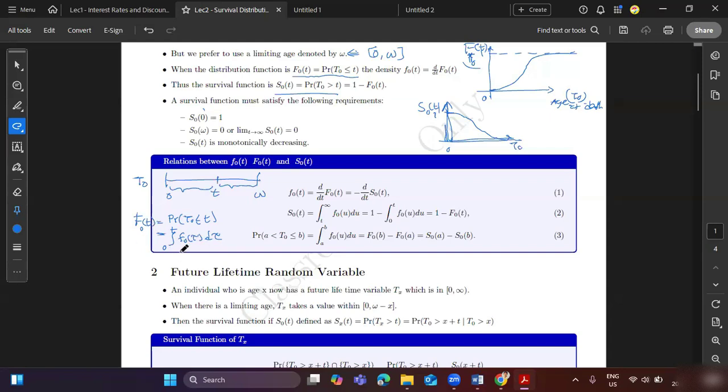Using this definition for the cumulative distribution, because we have the density function here, you can use that relationship. This is integration between two limits. If you integrate the function from 0 to b and remove the part from 0 to a, you still get the probability of this interval.